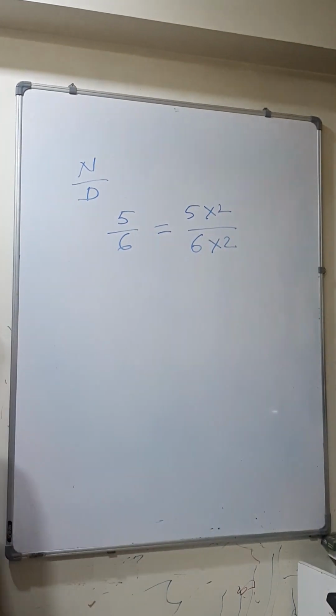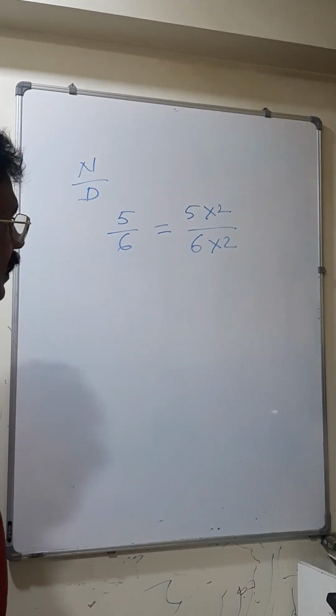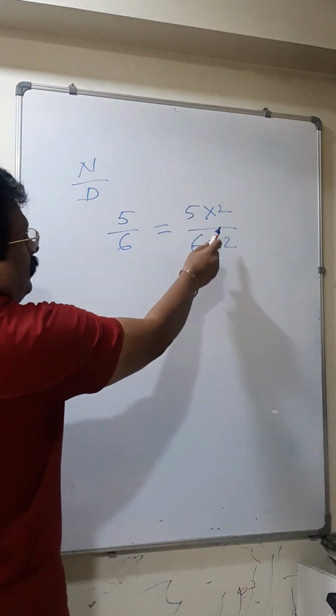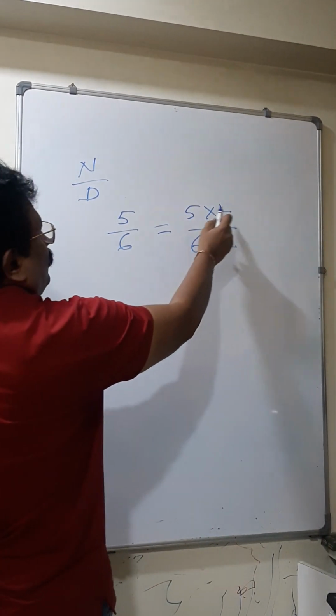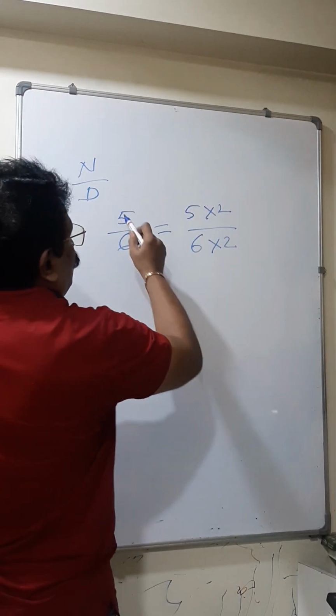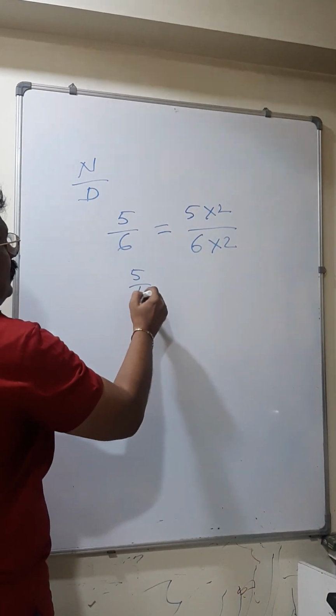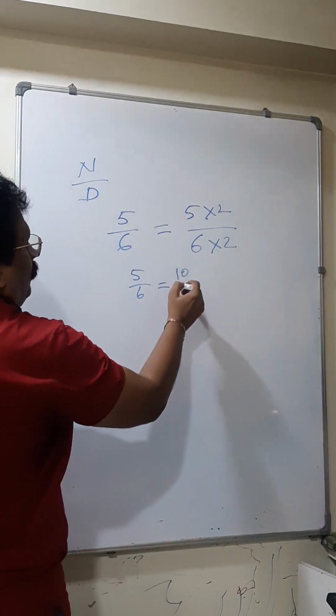Now here in this case I multiplied. Multiplied means दोनों में multiply होगा, and दोनों में same number होगा. So what is this? 5 2s are 10, 6 2s are 12. So 5 by 6 का equivalent fraction is 10 by 12.